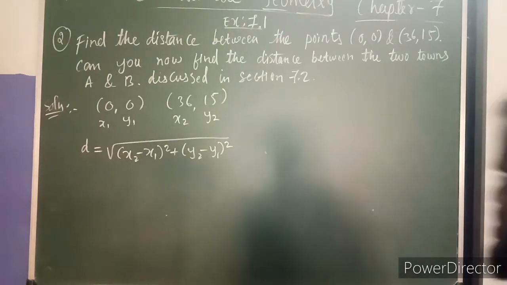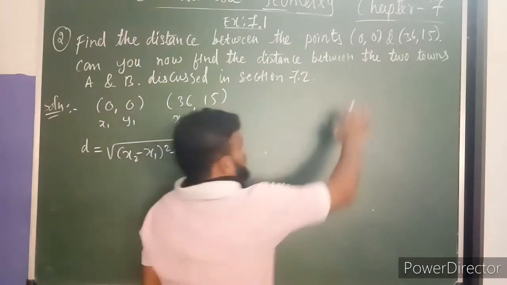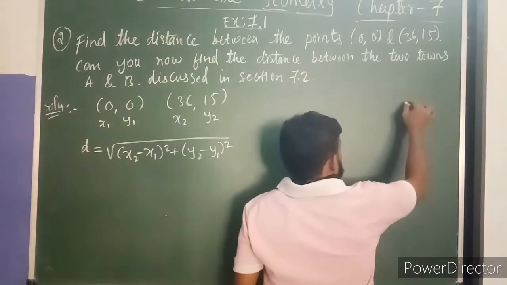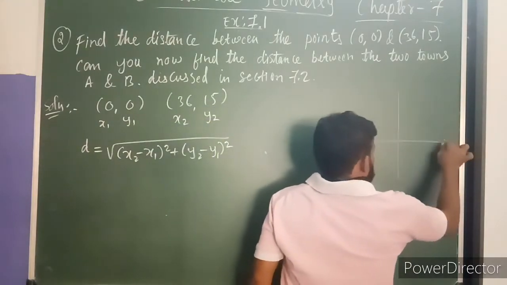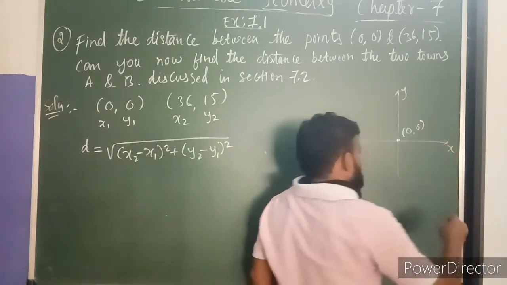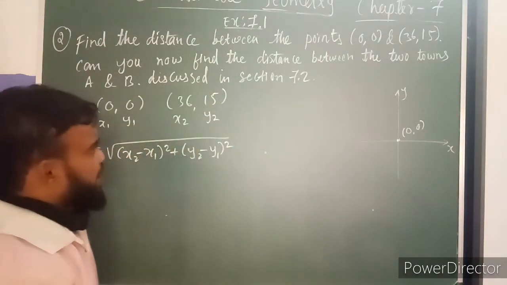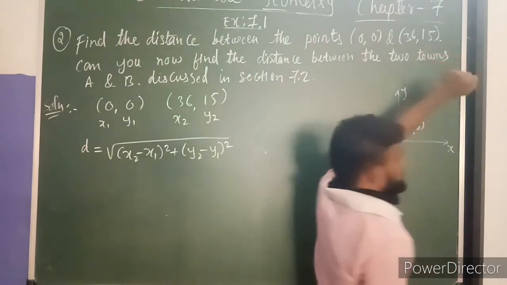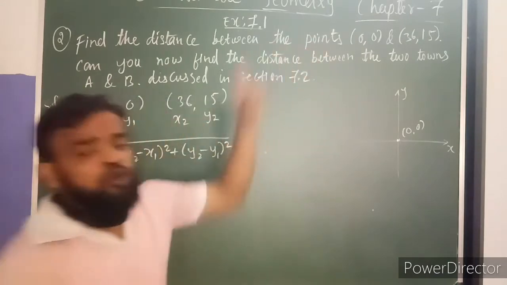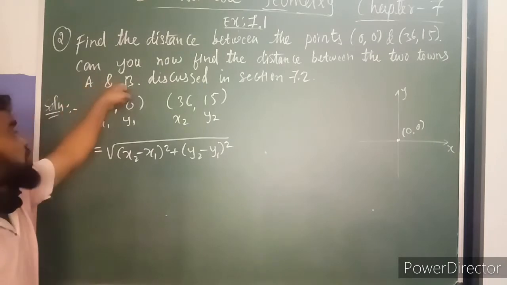So the second one: find the distance between the points. The 2 points should be given, 0, 0 is for origin. For example, you see this is the x-axis, this is the y-axis, and the center is origin 0, 0. Remember that 0, 0. And another point should be given 36, 15. You can now find the distance between the two towns, town A and town B.